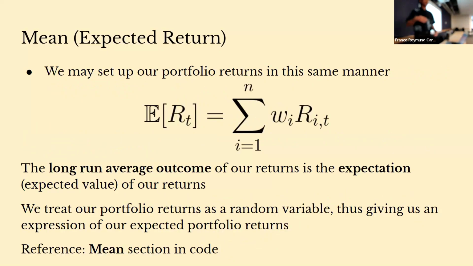So we can set up our portfolio returns in this same manner, such that if we sum up the averages of our returns multiplied by the weights of each of these returns for these assets, we can get the expectation, or the long run average outcome of the average of our returns. You can see why we're using this specific choice of words. Okay, so we can treat our portfolio returns as a random variable, thus giving us an expression of our expected portfolio returns. Now, if you reference the code, there's going to be a section for mean, which calculates the mean of each asset or the returns, and you'll be able to see how the returns are calculated and plotted so we can get the long run averages of them.